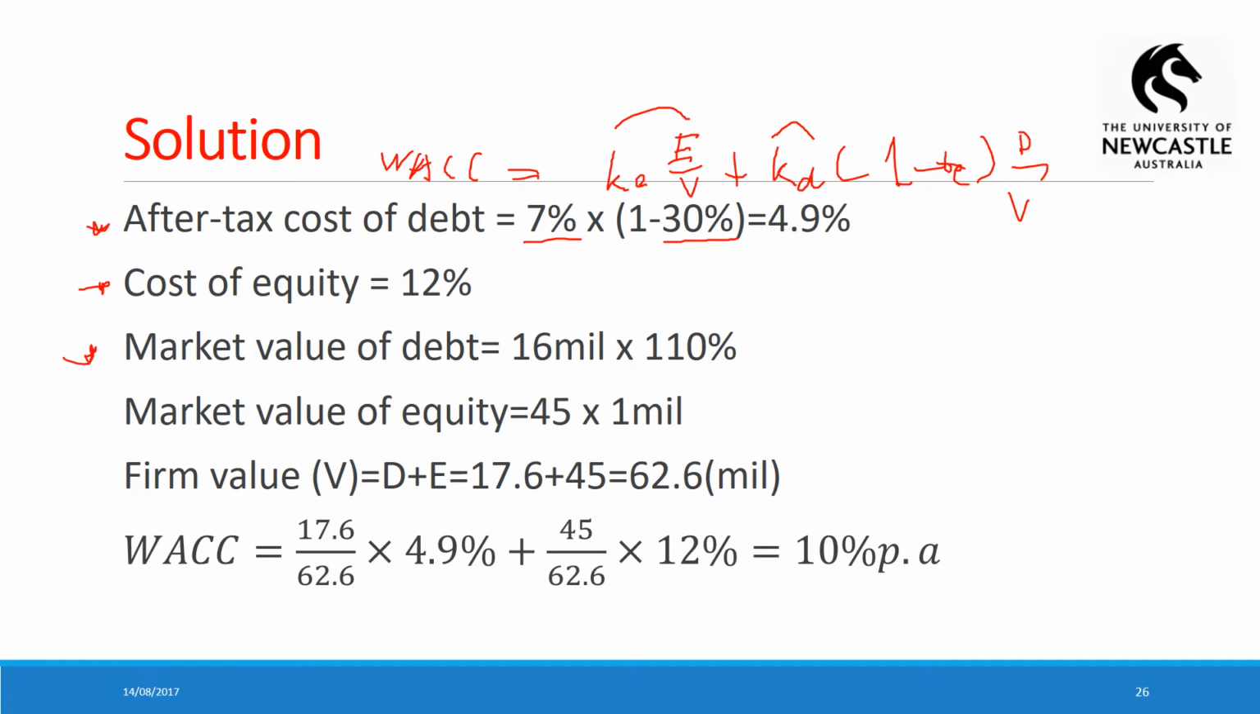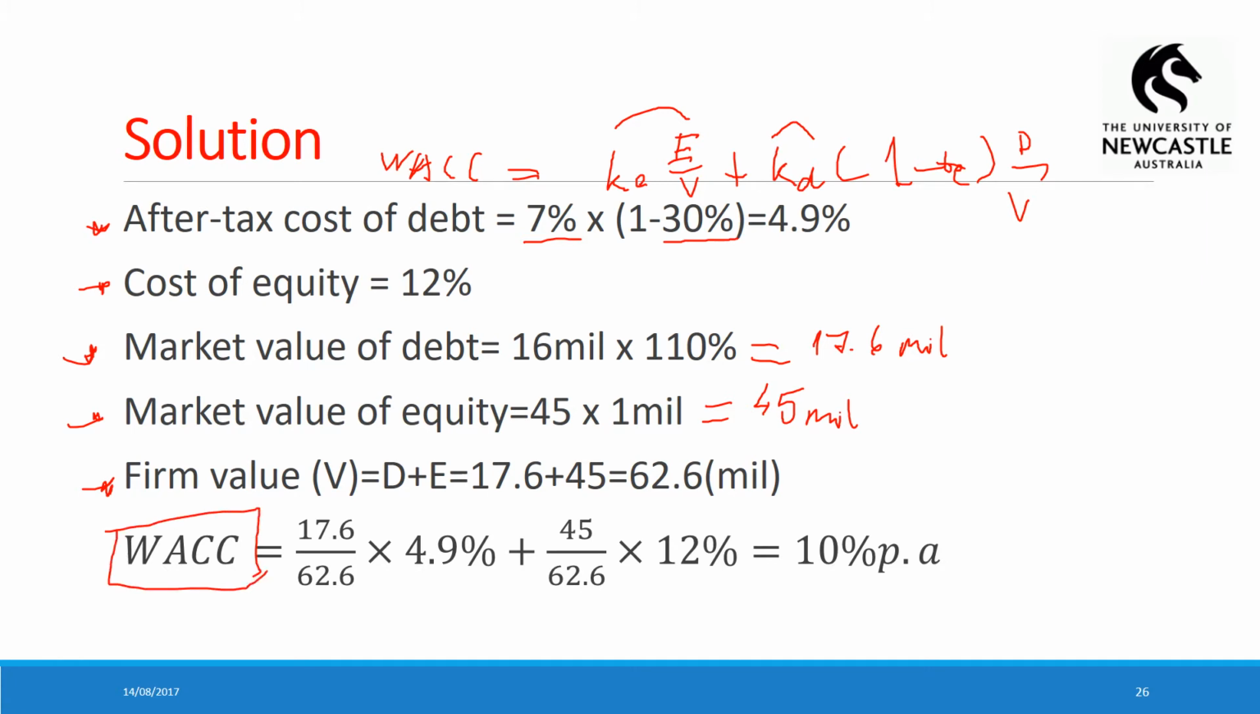From the information from the question, we know that the market value of debt is 110% of the face value. So this is 17.6 million, right? The market value of equity is given by the current market price per share times the number of shares, yeah? So this is 45 million. Firm value is therefore just the sum of the market value of debt and the market value of equity. So it's 62.6 million, yeah?